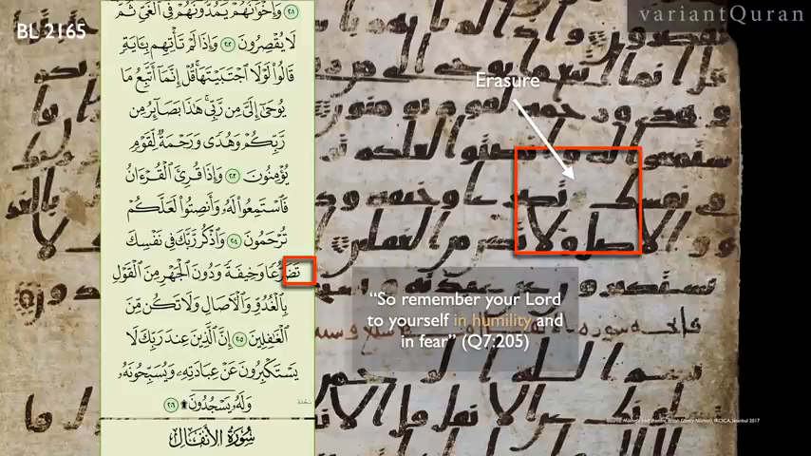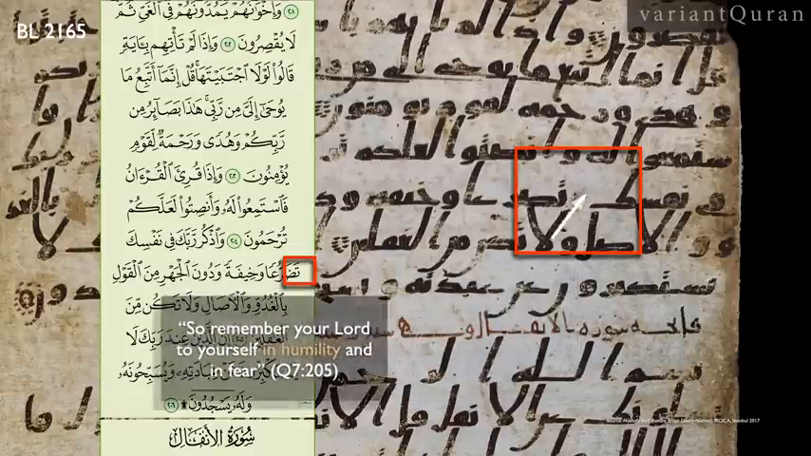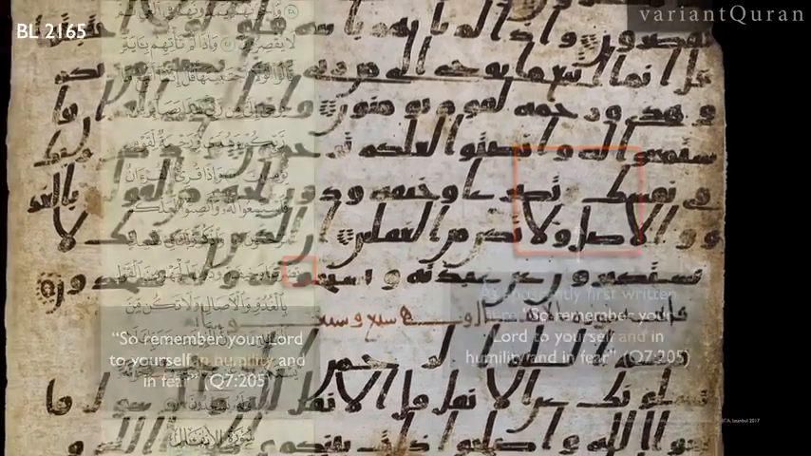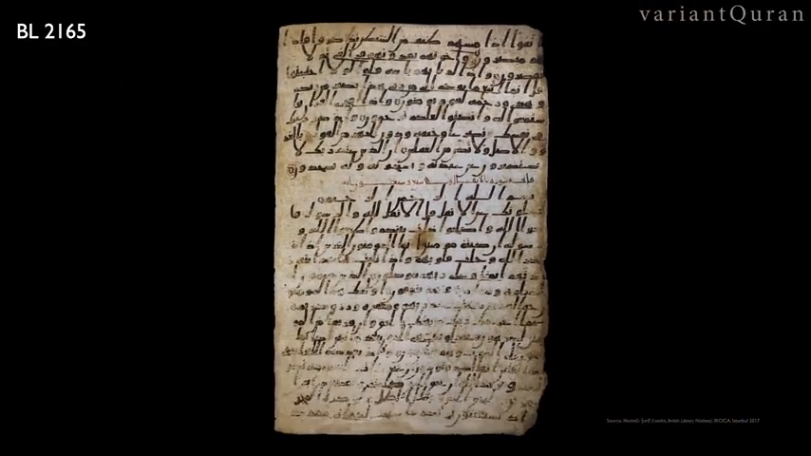It's clearly a small round letter. And the wow would make sense here as an "and," because there is a wow just after this word, "and in fear," and it would read sensibly here. So remember your Lord to yourself, and in humility and in fear. Clearly that is not the standard rasam, but that appears to be the way this manuscript was first written. All right, so that's it. Just a quick review of this page.